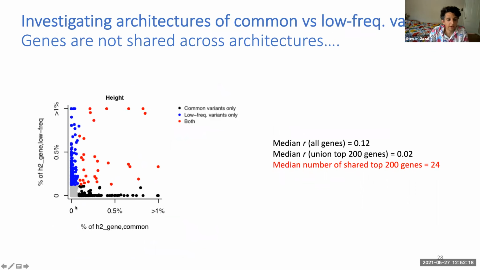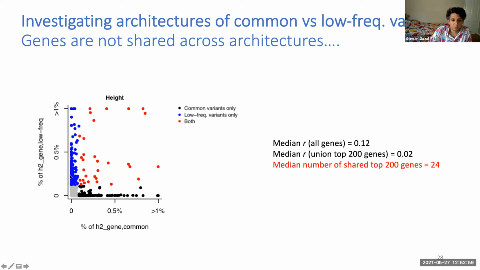Here is an example where each point is a gene, and I'm plotting the fraction of common gene heritability this gene is explaining and the low frequency gene heritability this gene is explaining. What you can see is that few genes are in the top 1% in the two architectures. We have a median number of 24 per trait. But really, you observe that some genes are very specific to one architecture.